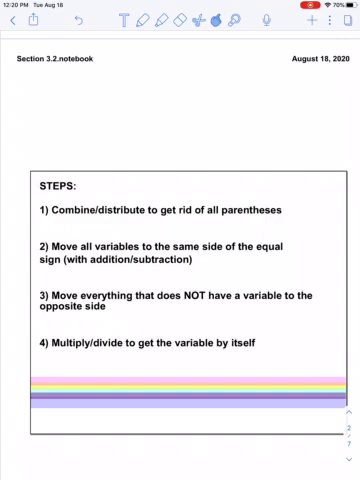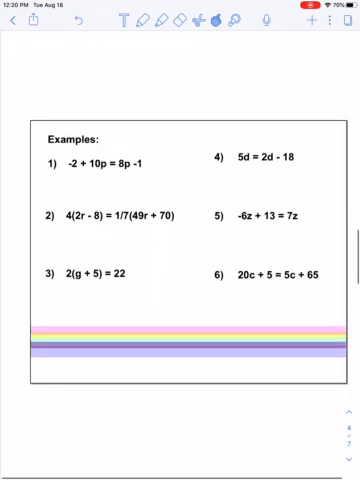That's the first thing. On each side of the equal sign, you're going to make sure they're both as simplified as possible, so get rid of all the parentheses. And then anything that you're solving for, all your variables, need to be moved to the same side of the equal sign. And then anything that doesn't has to be moved to the other side. And then the last step is always going to be to multiply or divide to get the variable by itself.